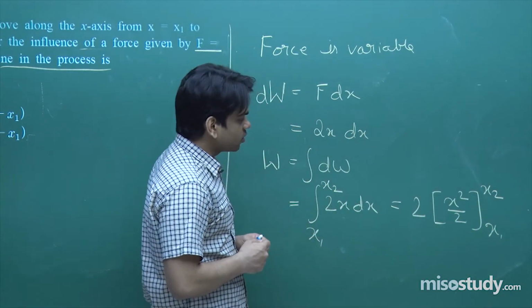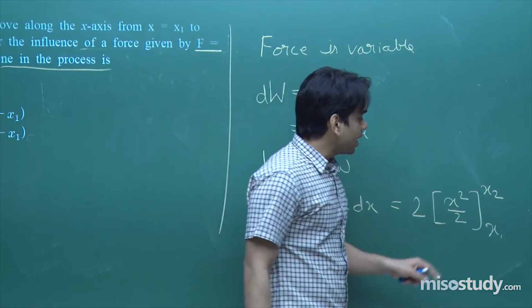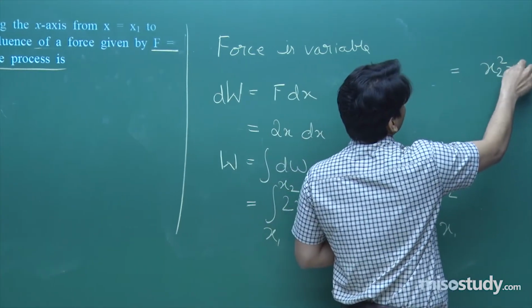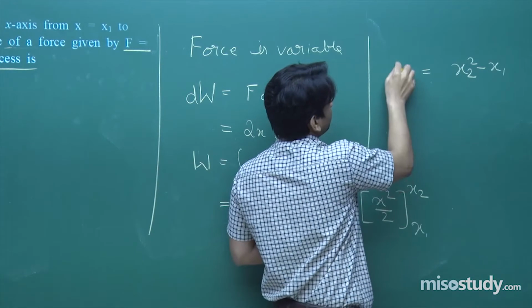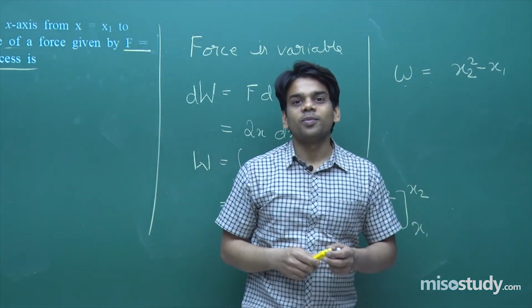We can straight away write it this way, 2 x square by 2. Now 2 and 2 will be cancelled out. So we can write this will come out to be x2 square minus x1 square. This will be the value of work done while the variable force is applied on the body.